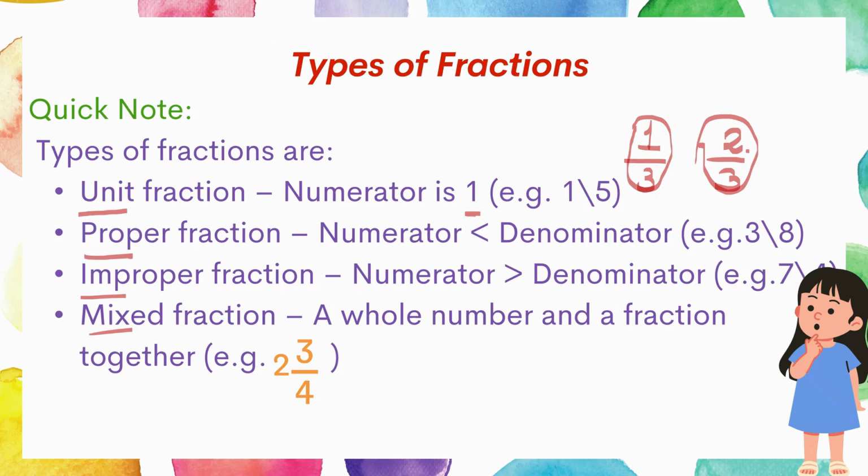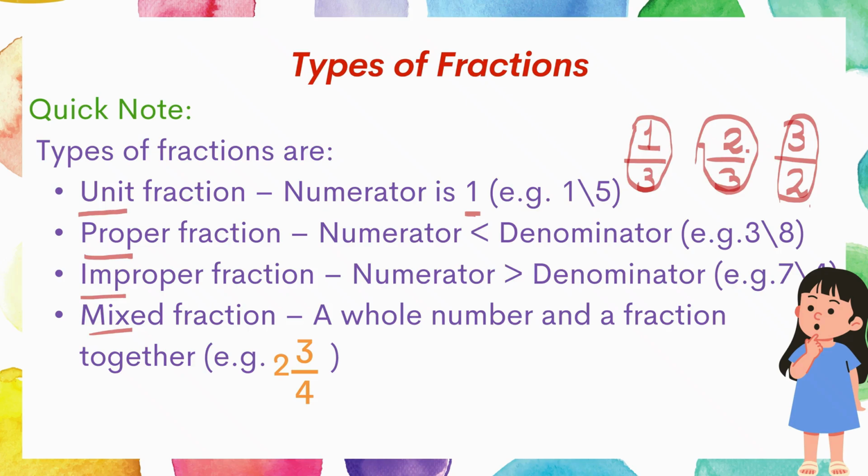And what is an improper fraction? When the numerator is bigger than the denominator, like 3 by 2, where 3 is bigger than 2. So the numerator is bigger than the denominator. This is called an improper fraction.